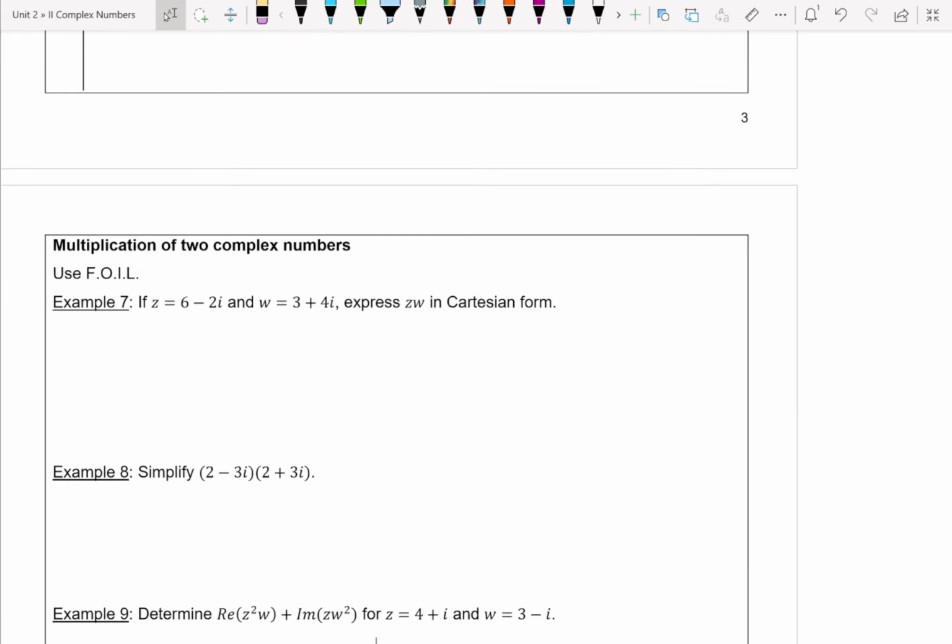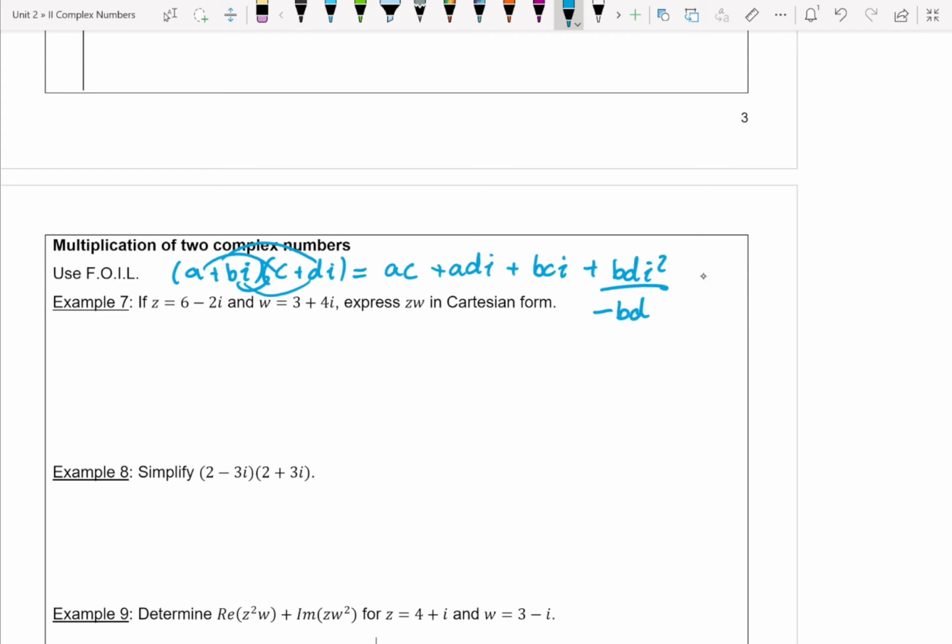If we want to multiply two complex numbers by each other, we use FOIL. That is to say, (a plus bi)(c plus di). We're going to get a times c, a times di, b times ci, plus bd i squared. That, of course, then becomes minus bd. So our real component is going to be ac minus bd, and our imaginary component is going to be ad plus bc.